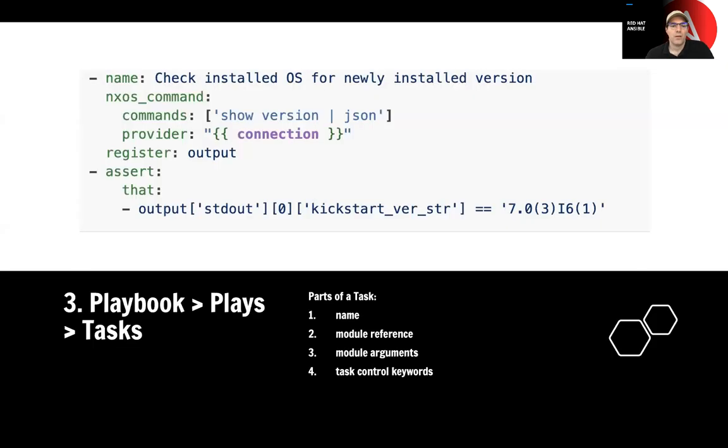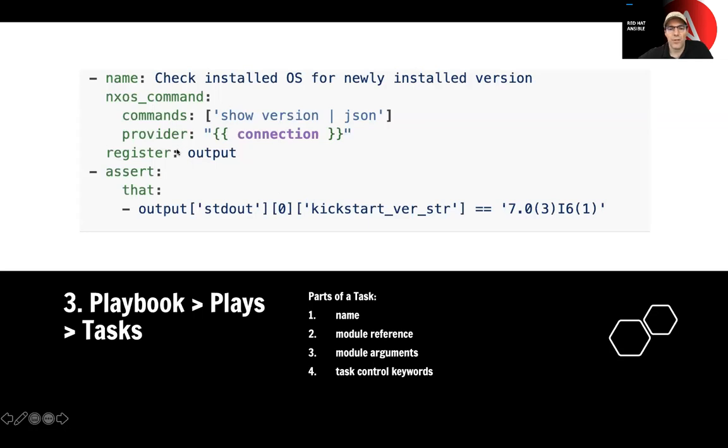The next basic concept to discuss is really the parts of a task. Also, the nature of the fact that a playbook is made up of one or more plays, which is made up of one or more tasks. And so the parts of a task, there are four main ones. So there's the name, and this should always be as human readable, plain English as possible. So we just want to check the installed OS for a newly installed version. And since almost everything that we do with Ansible happens from a module perspective, this is the Nexus command module, and it has command module arguments, basically.